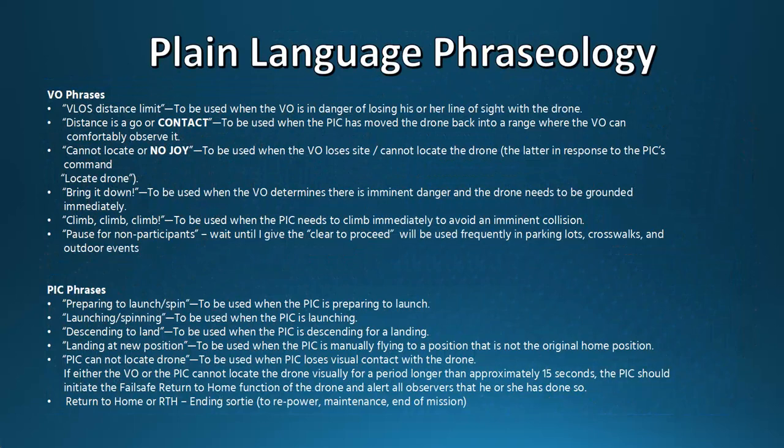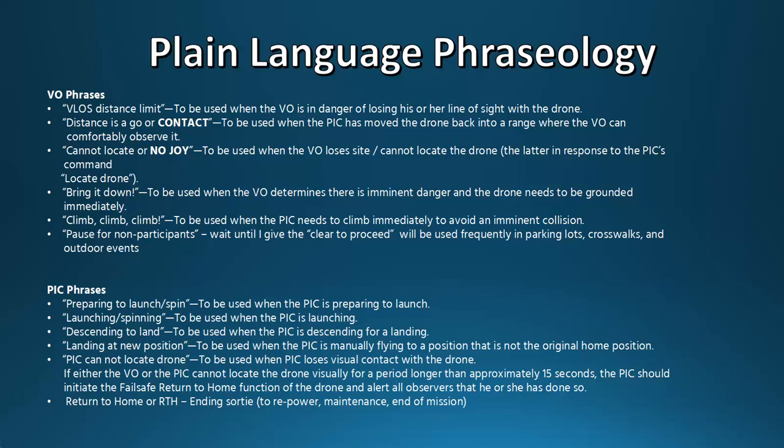So VO phrases, you have your distance limit for visual line of sight, used when the VO is in danger of losing his or her line of sight with the drone. So you basically come on the radio and say, I'm at my VLOS distance limit, pull it back in a little bit. It's plain language, you just speak it out. Distance is a go, or contact, is used when the PIC has moved the drone back into a range where the VO can comfortably observe it. So let's just say VO1 is passing it on to VO2. VO1 alerts VO2 it's coming their way, and VO2, when they have sight of it, says contact.